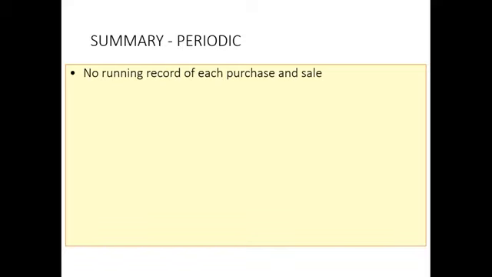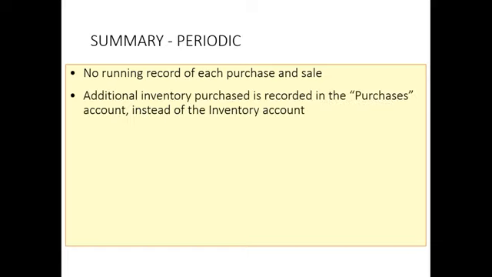So under the periodic system, there is no running record for each purchase and sale. Additional inventory purchases are recorded as purchases. They use the purchases account instead of inventory. They don't use the inventory account, and they don't update the inventory account.